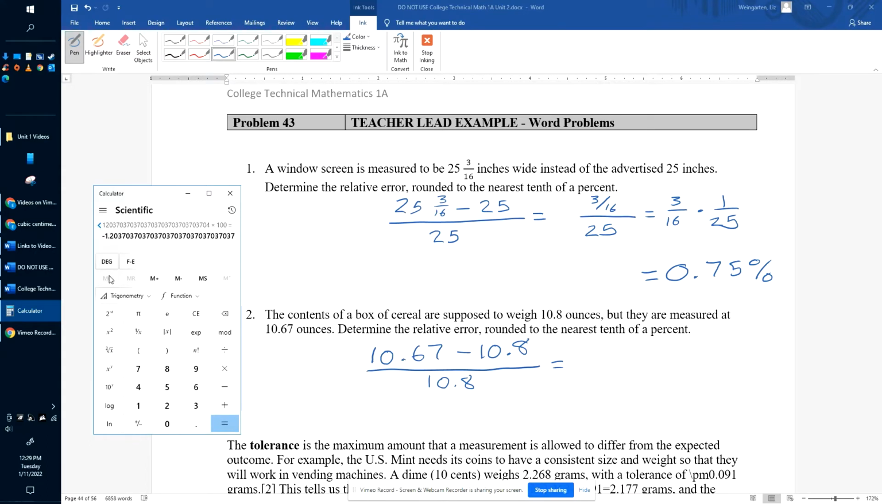And this is what I was talking about, where you should not be freaked out if you get a negative percent. This just means that it is 1.2% less than what it should have been. If it was positive, it would have weighed more, but this box of cereal weighed less, so we expect a negative number. That's perfectly okay. So negative 1.2%.